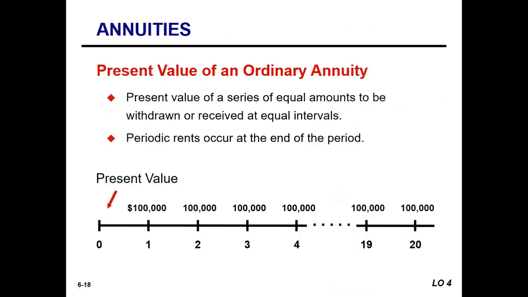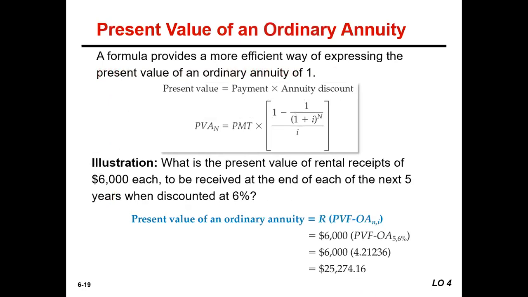Okay, present value of ordinary annuity. Again, with present value calculations, we're going to discount back and we're going to take away the interest of a series of equal payments, so multiple cash flows. So here's our example of that. It says, what is the present value of rental receipts of $6,000 each to be received at the end of each of the next 5 years when discounted at 6%.